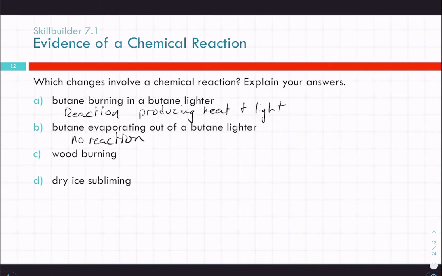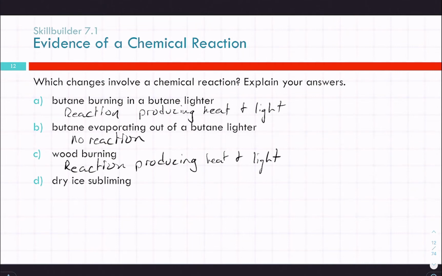Wood burning. Similar to butane burning. Again, producing heat and light. This last one's kind of tricky. Dry ice subliming. We have talked about this one before. Is that a chemical reaction?